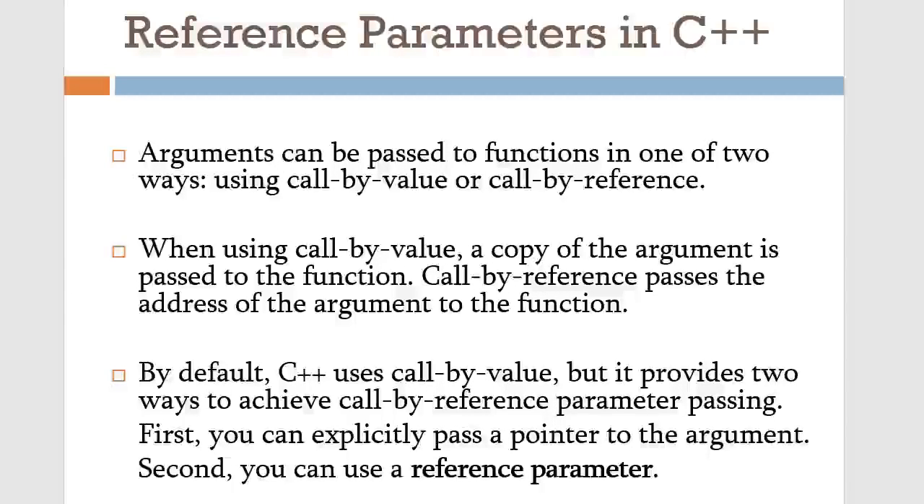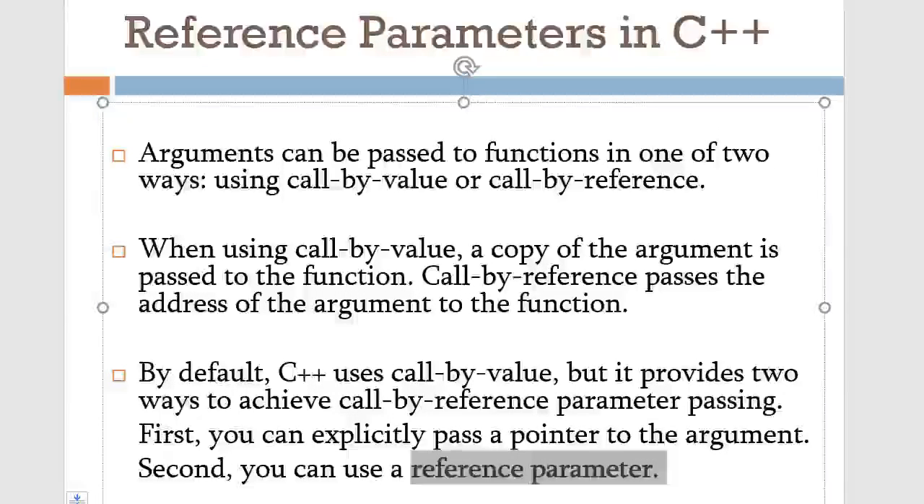In call by reference, the address of the argument is passed to a function, and then it is collected as a pointer. By default, C++ uses call by value, but it provides two ways to achieve call by reference parameter passing. First, using an explicit pointer to the argument, as we discussed in this second point, and second, using the reference parameter. And in this video, we'll talk about the reference parameters.